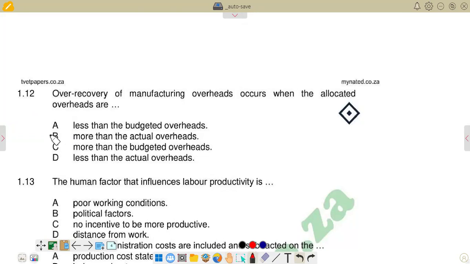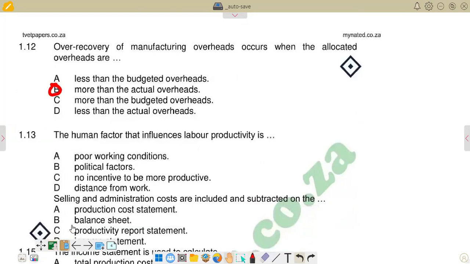So it means the opposite is true. When it's now under recovery, we are going to have less than the actual overheads. So this is what we have. So 1.13, the human factor that influences labor productivity is, you can check according to the responses that we are given, and you see that C becomes most appropriate, no incentive to be more productive. So for 1.13, the most appropriate that we have there is C.